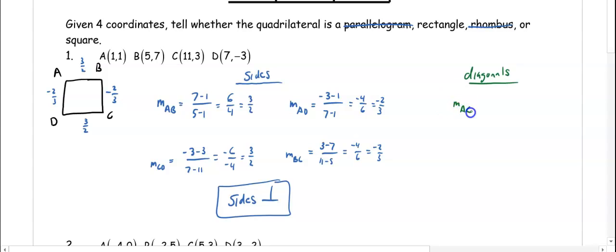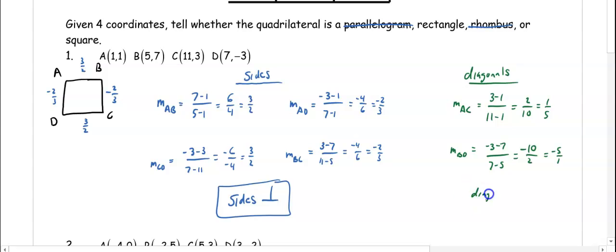So our diagonals here are AC and BD. To find the slope of AC, 3 minus 1 over 11 minus 1 equals 2 over 10, which is 1/5. The slope of BD, negative 3 minus 7 over 7 minus 5, gets us negative 10 over 2, which reduces to negative 5 over 1. Those are also opposite reciprocals, so the diagonals are perpendicular. So the shape where they are both perpendicular is a square.